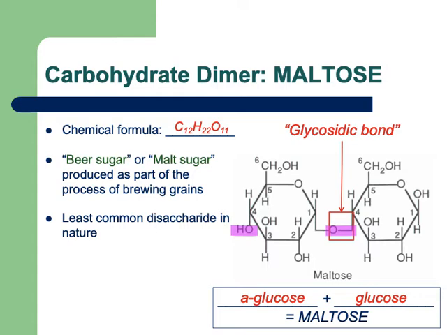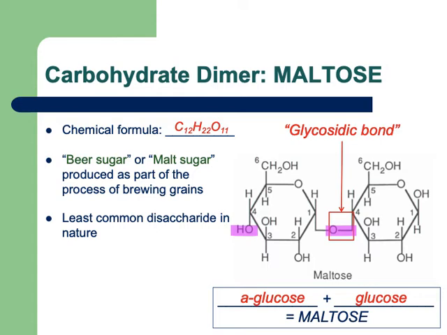So this is known as the beer sugar or the malt sugar. It's produced as part of the process of brewing grains, and it's the least common disaccharide in nature. Okay, and it's formed when glucose and glucose bind together to form maltose.